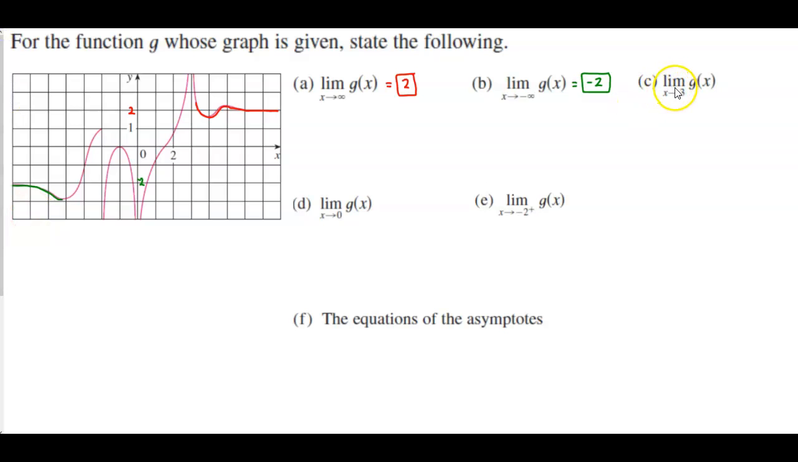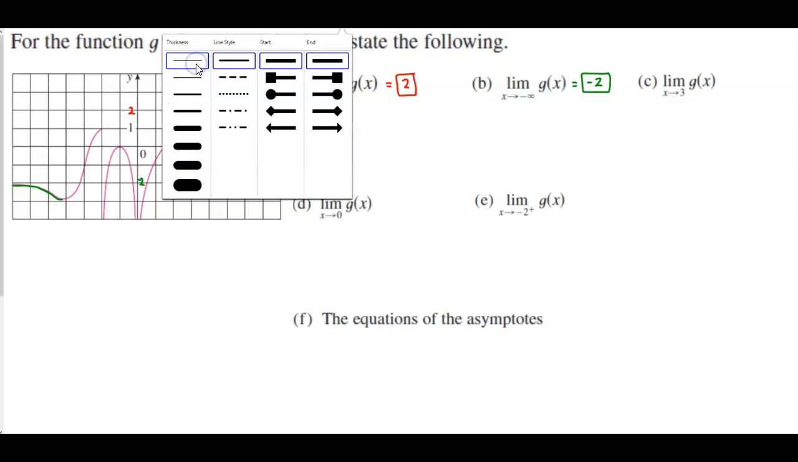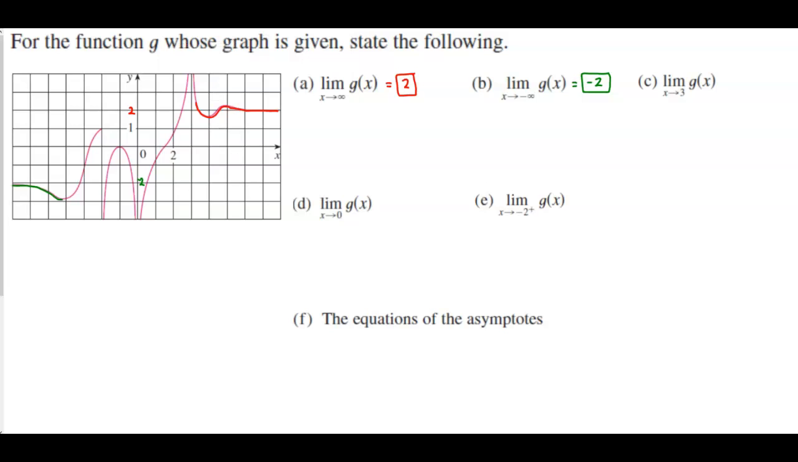Part C, the limit as x is approaching 3 of the function g of x. So that means that we are approaching 3, so there is the value of 3. That means that if it's approaching 3, it's got to be able to approach it from the left and from the right. From the left and from the right, it's approaching positive infinity. So therefore, it's approaching positive infinity.